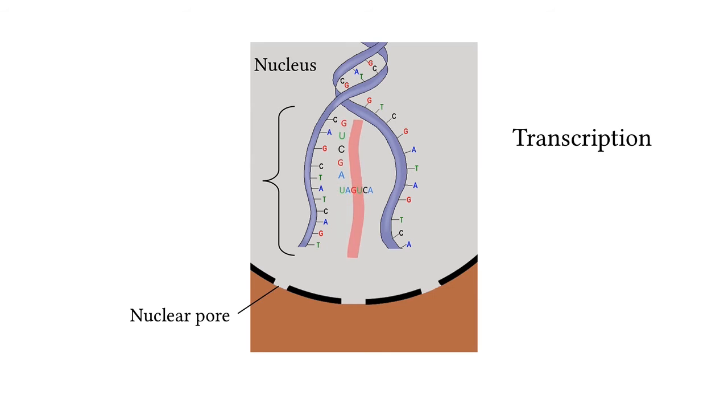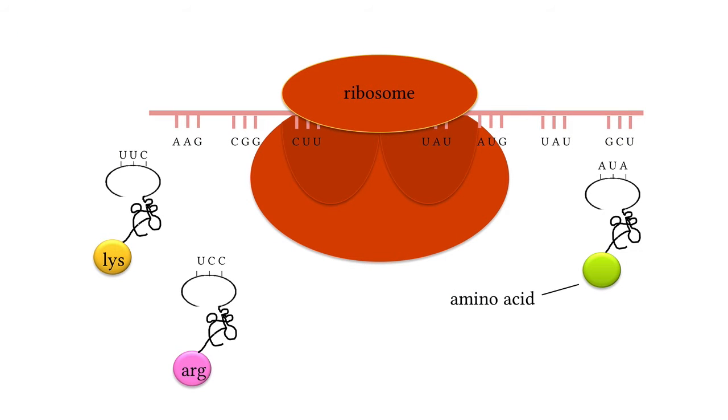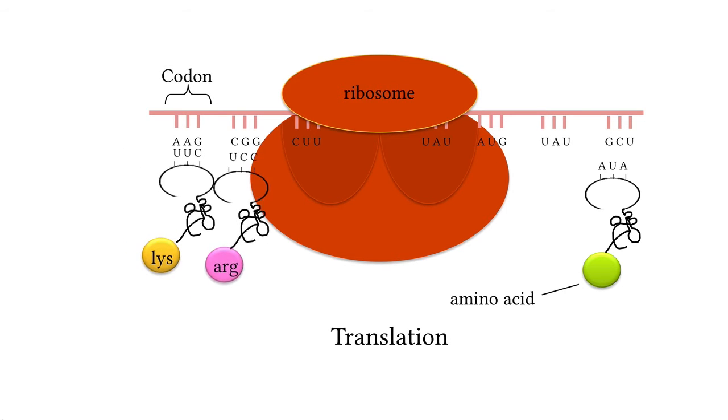It travels out of the nucleus to the ribosomes. There are specific amino acid codes on the mRNA that call up the correct amino acids. These codes are called codons. And this begins the process of translation, translating the DNA information to amino acid information.